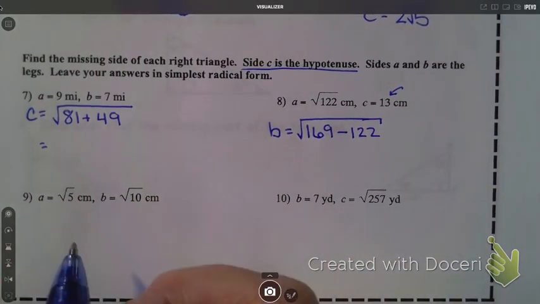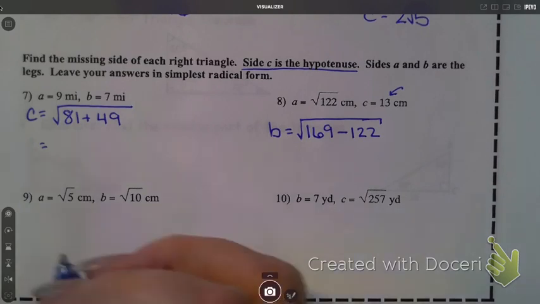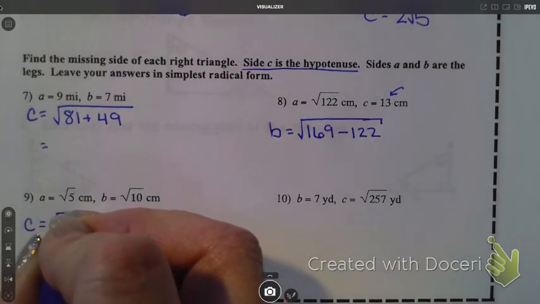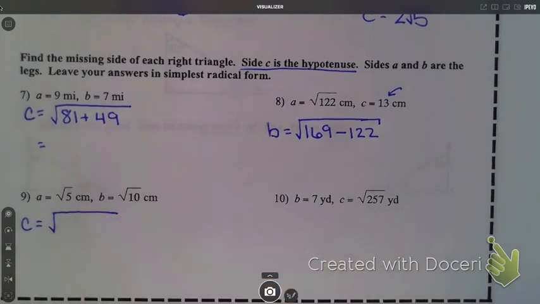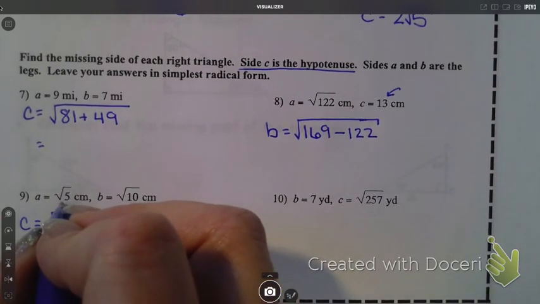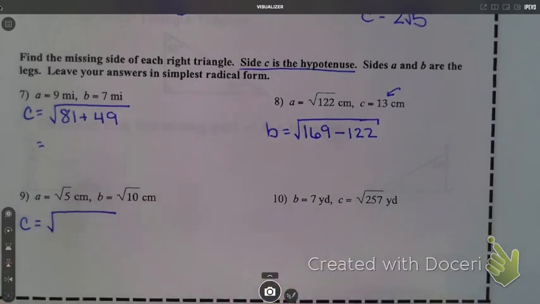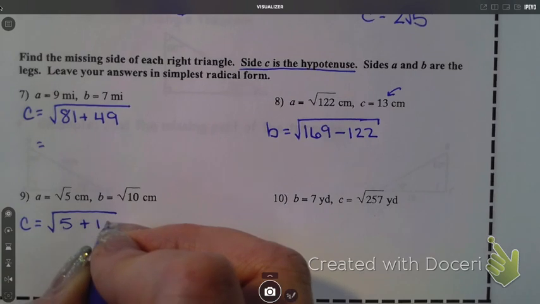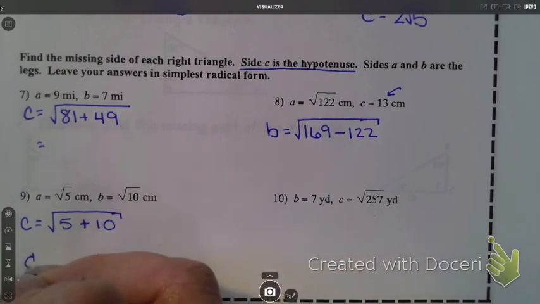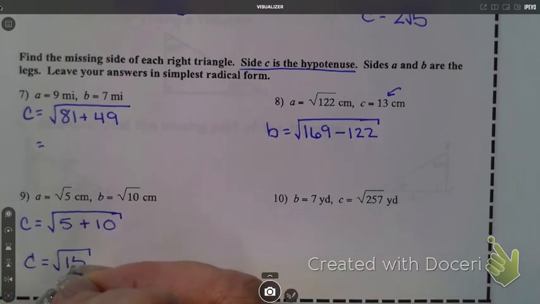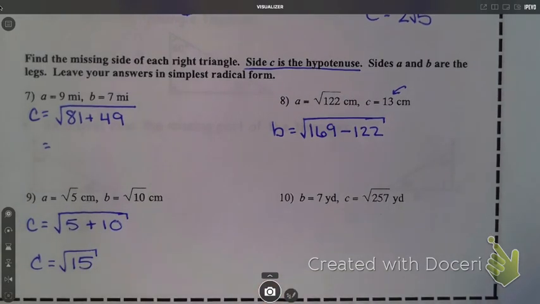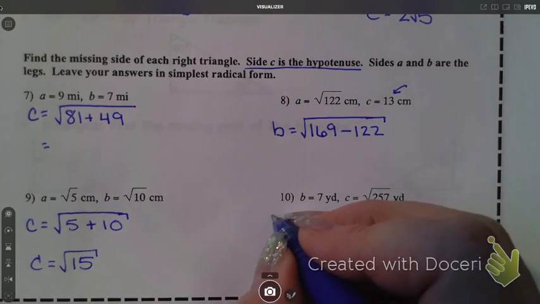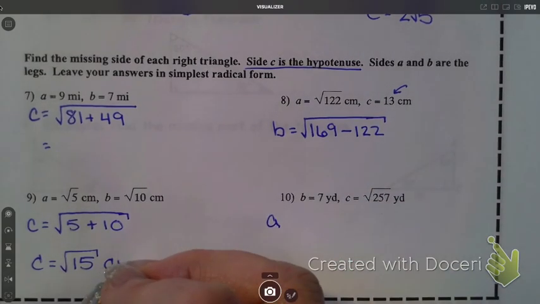Okay, A or B on 9? Or A, B, or C? C. So we're going to do what? Add or subtract? Add. See how I'm trying to get you to remember? So A squared is what? 5. And B squared is 10. So, 15. Okay, square root of 15. That one's done, right? Okay, A, B, or C? A. Oh, we need to put our units. Don't forget your units on those.